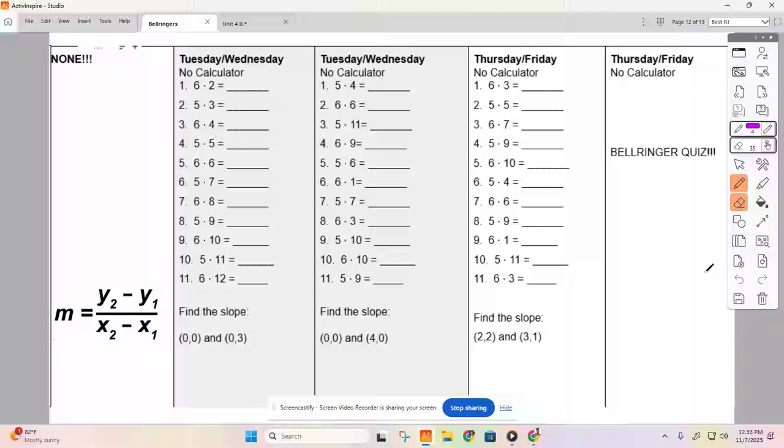All right, so we are gonna go over the bell ringer. Hey, why'd you break? Because you wrote on the screen, not on the actual flip chart. It doesn't show on my video. I'm just trying to make sure it shows on the video.